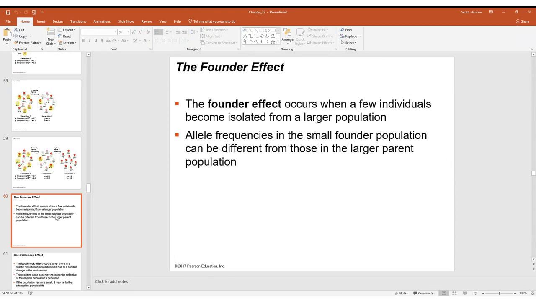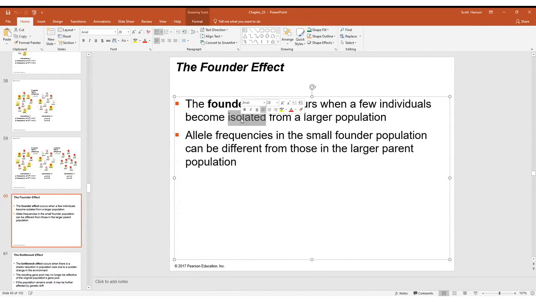So that's genetic drift. Now, one type of genetic drift, and here in the PowerPoint they don't really mention it, is the founder effect. Founder effect is a type of genetic drift because it's a situation where only a few individuals become isolated from a larger population. And so basically only a very small number of individuals are founding a new population.